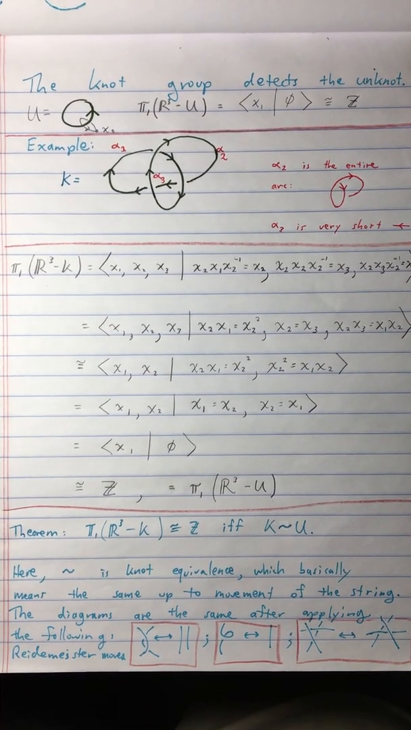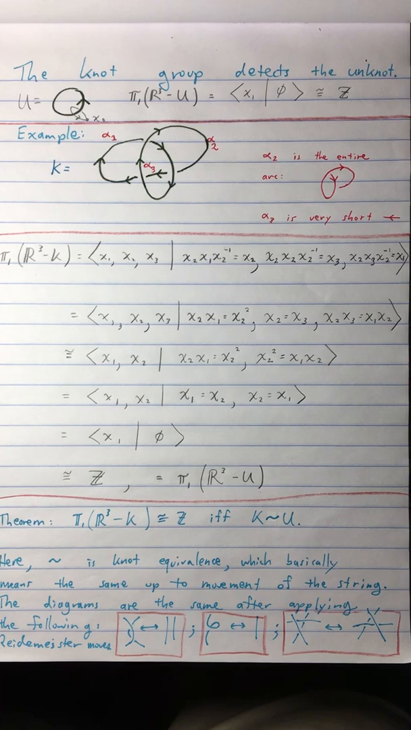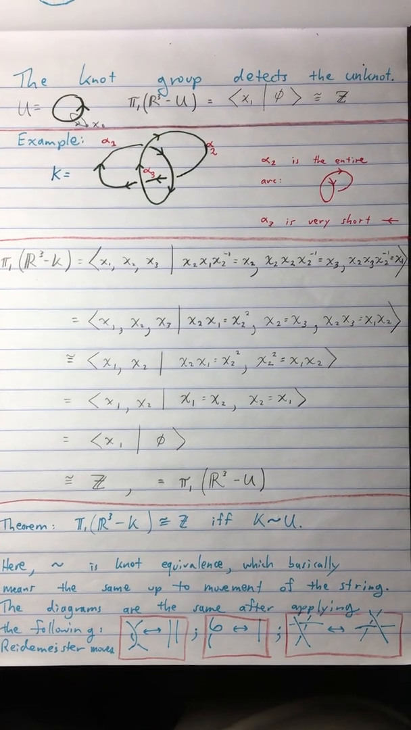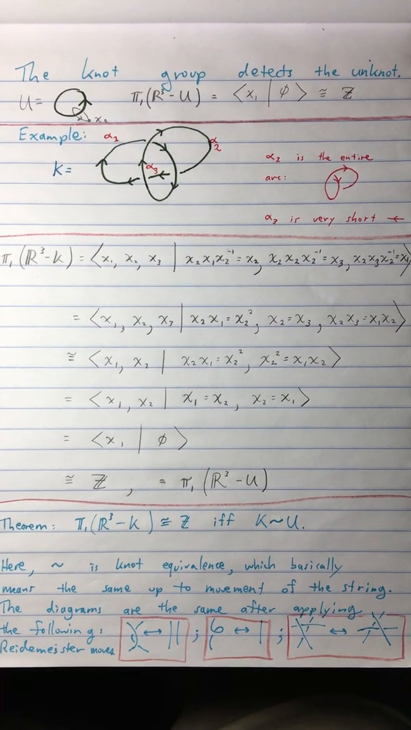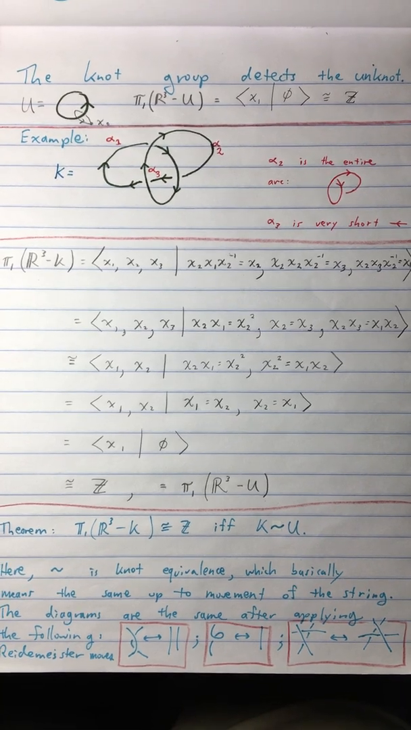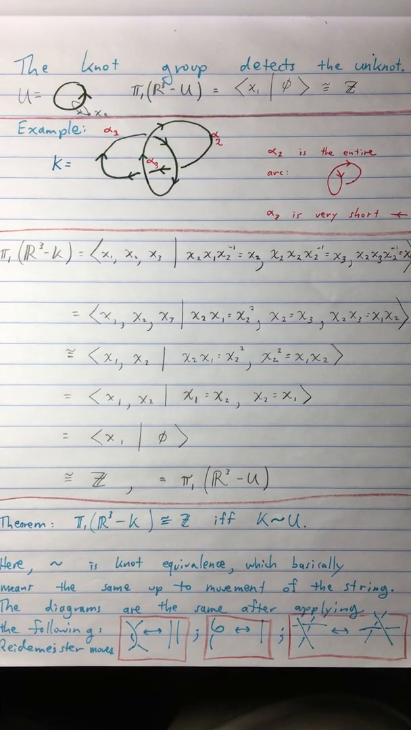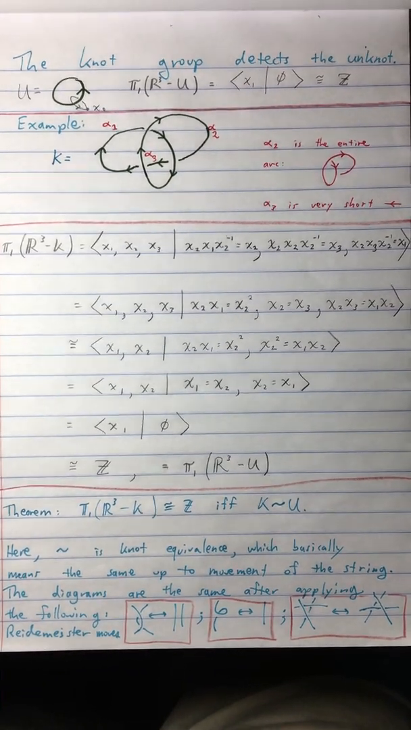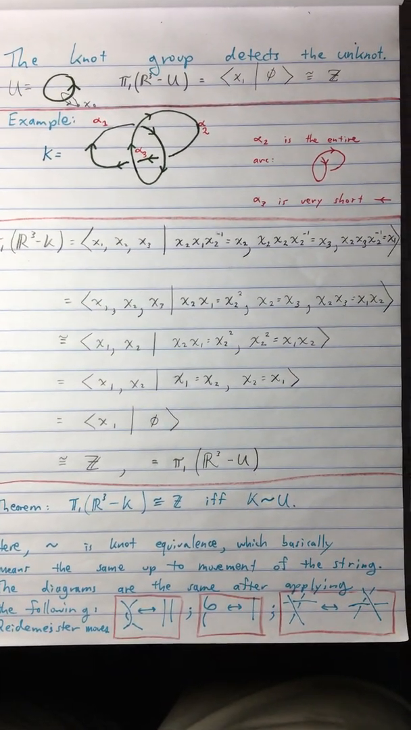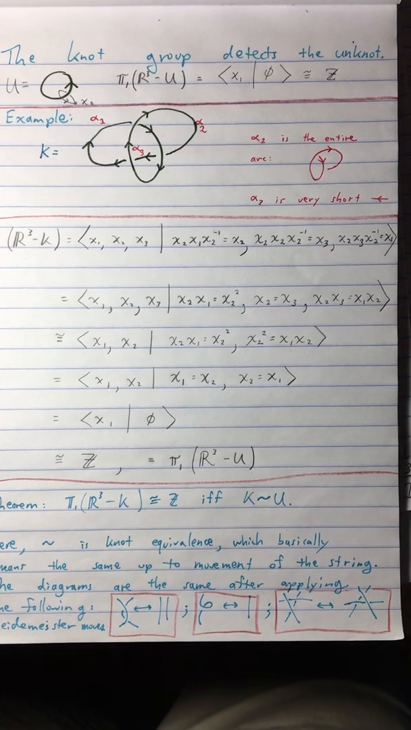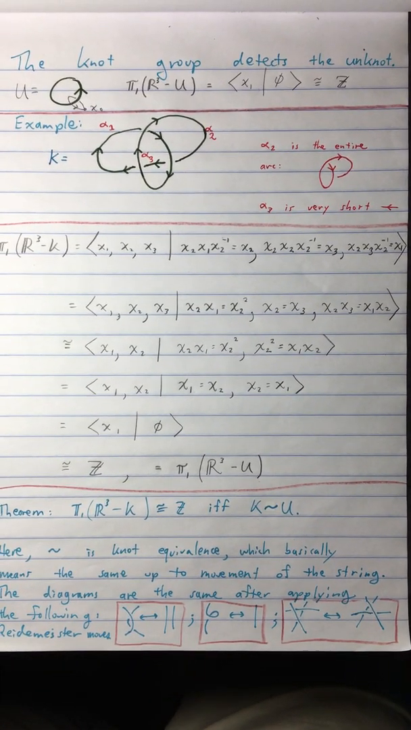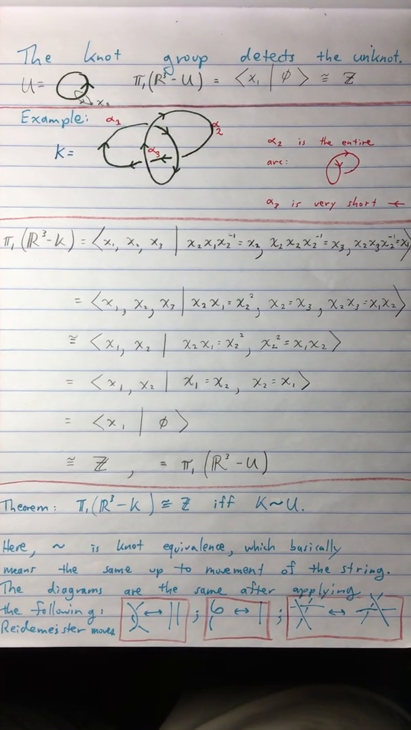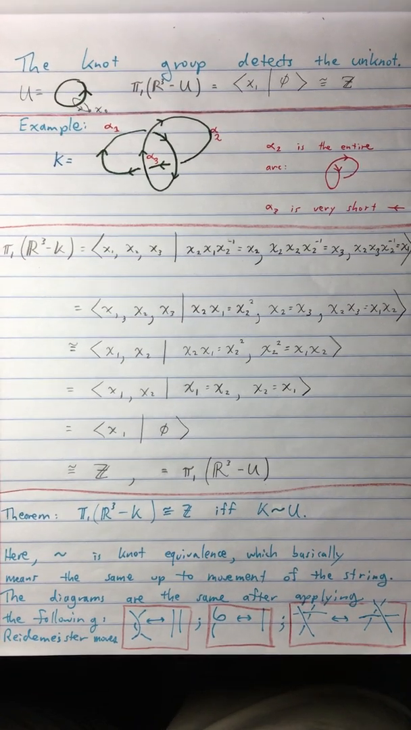Okay, let me talk through this page in notes. The knot group detects the unknot. First of all, the unknot is exactly what it sounds like. It's unknotted, a piece of string with no knot tied in it. So it's just a very simple loop. There's a picture of it there in the dark green. Call it U for now.